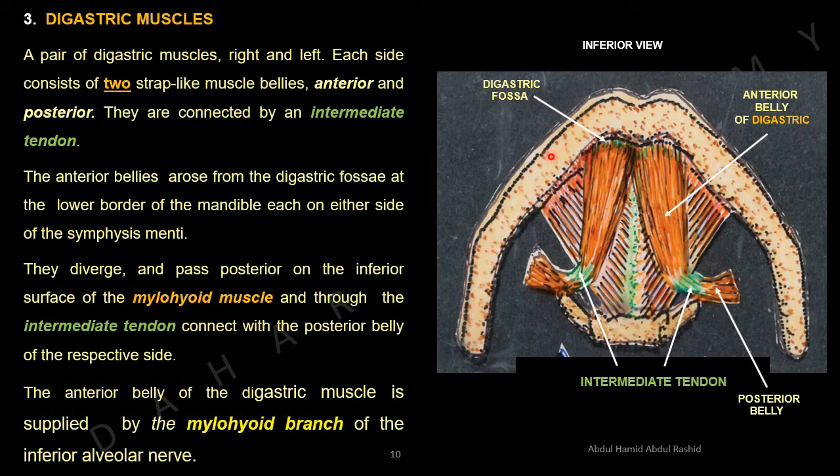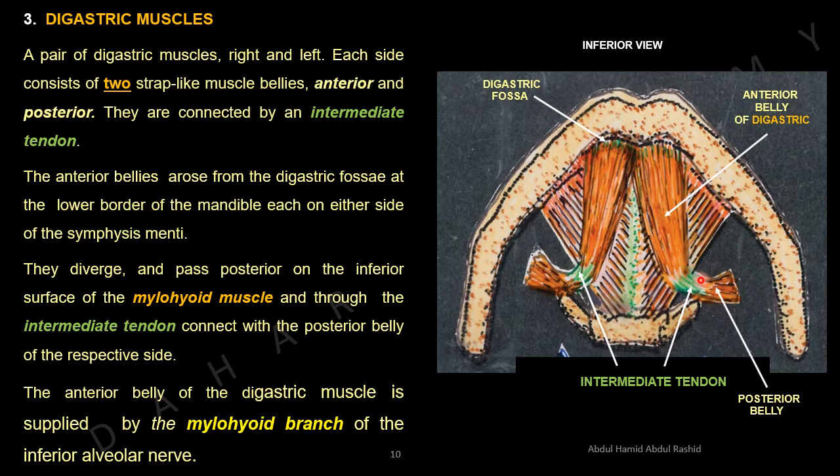This is the inferior view of the mandible and hyoid bone. This is the digastric fossa, one on each side of the symphysis menti. This is the intermediate tendon, one on each side. Let's talk about number 3, digastric muscles. A pair of digastric muscles, right and left side. Each side consists of two strap-like muscle bellies, anterior and posterior. They are connected by an intermediate tendon.